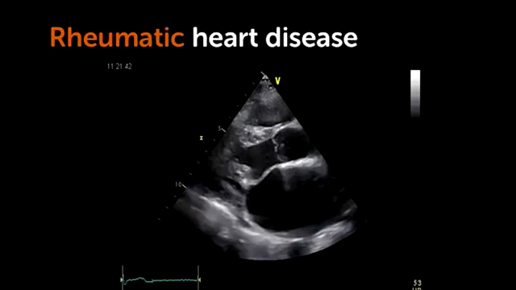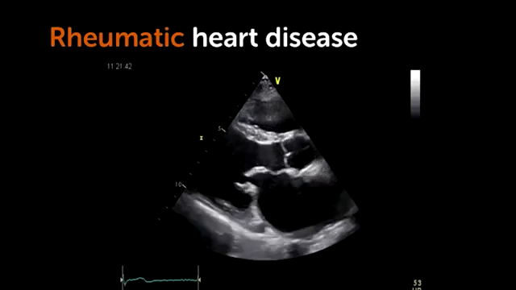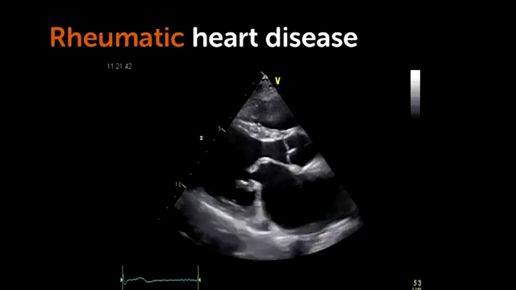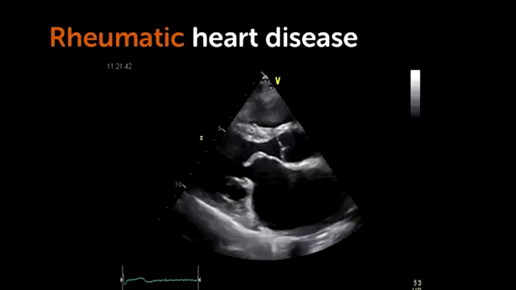Now the second to last pathology. Rheumatic heart disease. I told you that rheumatic heart disease is very common in some parts of the world, and I know that a lot of our users live in these parts of the world. So you better get familiar with this form of valvular heart disease.